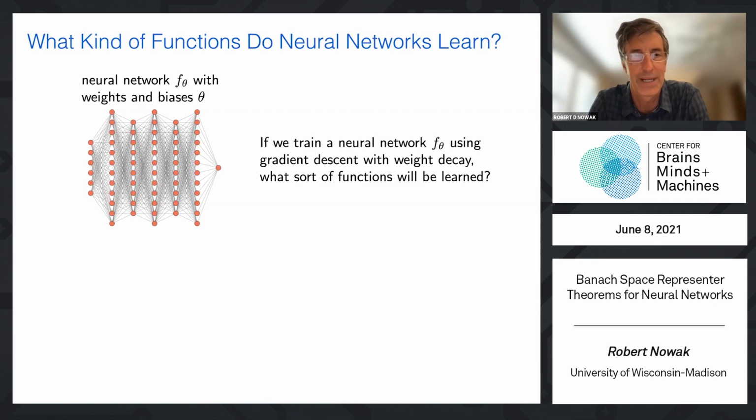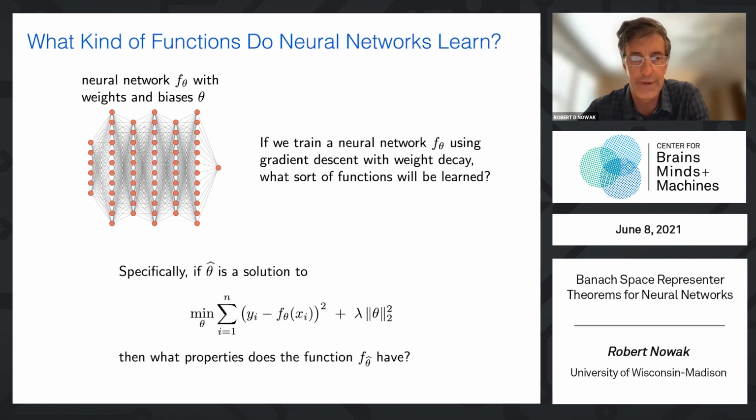I have a little picture of a neural network there on the left. The neural network function is denoted by f sub theta, and theta is just the collection of all the weights and biases in that network. If we train a neural network using gradient descent with weight decay, which is a standard type of regularization used in neural network training, I'll say more about that as we go, the question is, what sort of functions will you learn when you fit one of these to data?